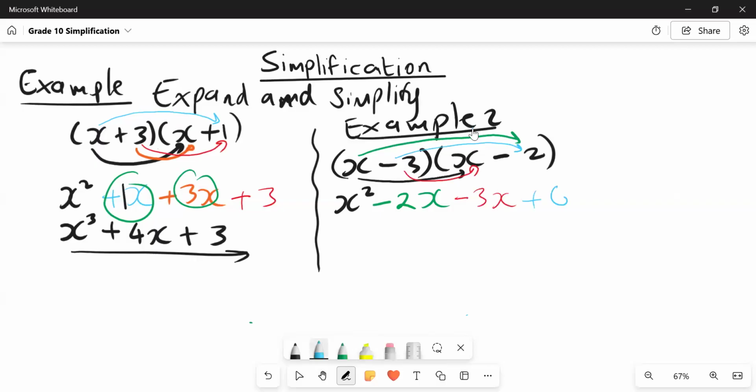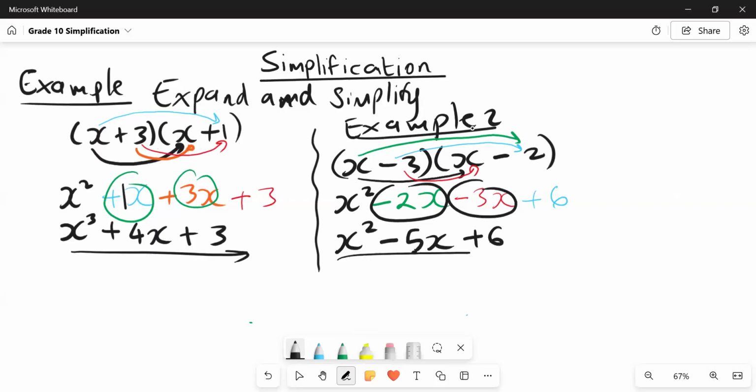6. Now, collect the like terms. Negative 2x, negative 3x. So you'll have your x squared minus 5x plus 6. Then this is your final answer. I hope it makes sense. I hope it makes perfect sense, right, guys?